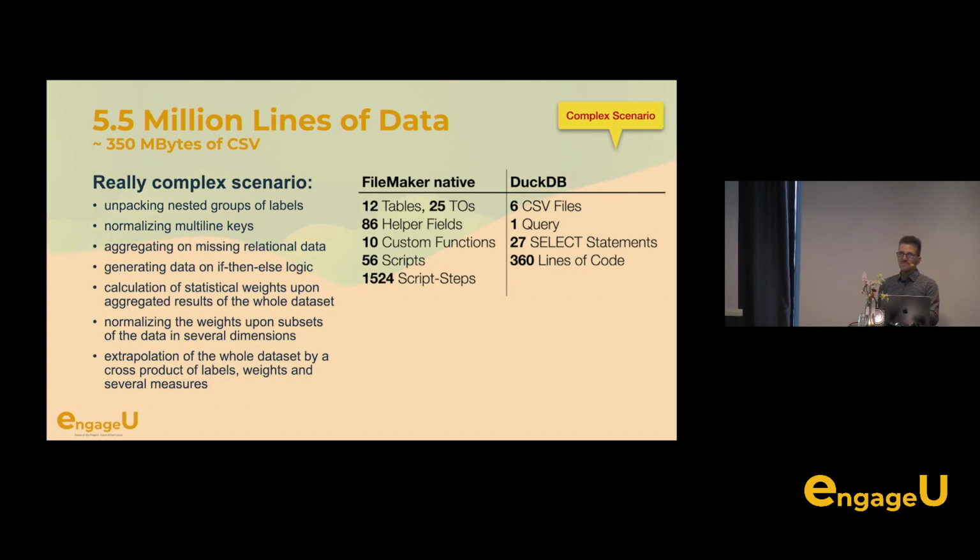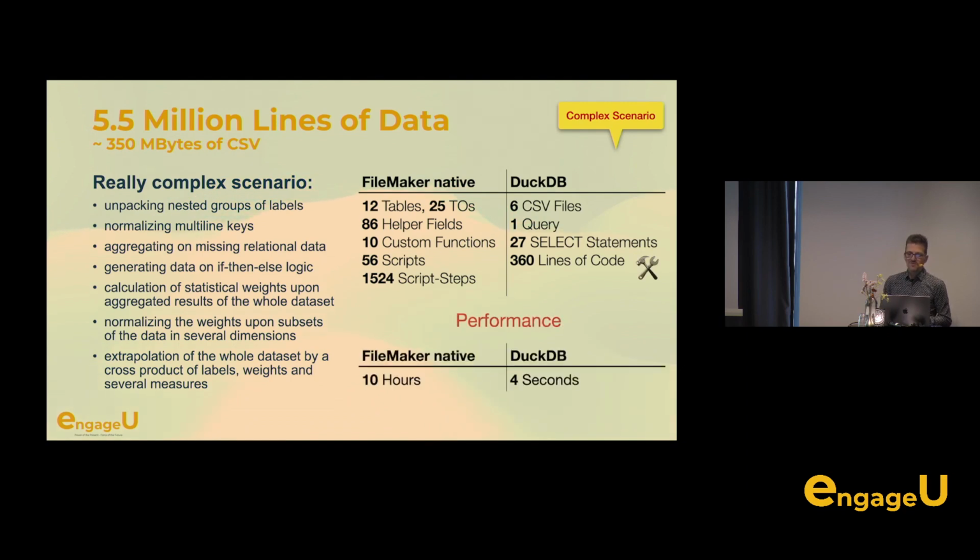I can do the same calculation as 1,500 script steps in FileMaker, and I don't need all these helper fields and custom functions and TOs and what else. I learned a lot in implementing this. I learned a lot about the commands from DuckDB. It was even faster to do this, but the most surprising part was the time to perform this. Because in FileMaker native, it took 10 hours to calculate the result, and DuckDB made it in 4 seconds.